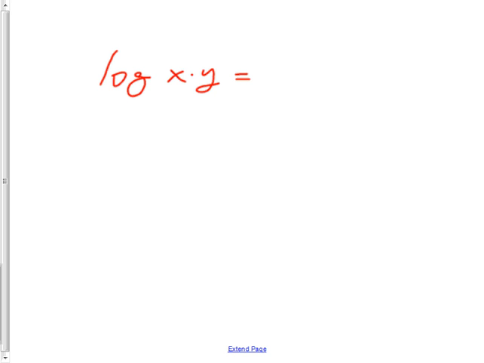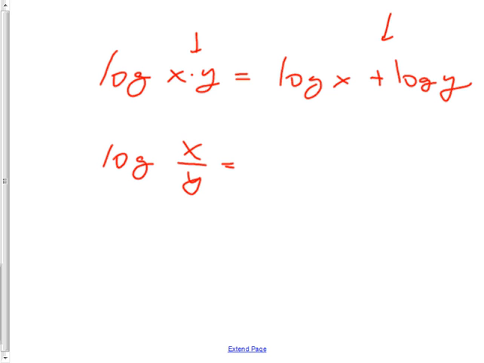What does that turn into? Log x plus log y. Notice, multiply turning into add. Same thing, isn't it? It's like an echo of the past. How about this? Log x divided by y. What does that turn into? Log x minus log y. Again, echoes of the past. History doesn't repeat itself, but sometimes it rhymes.